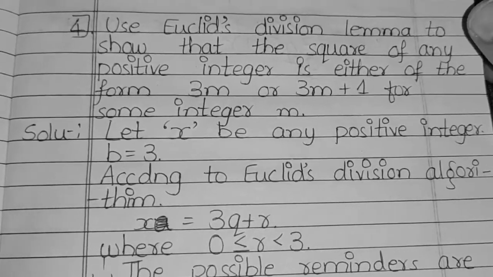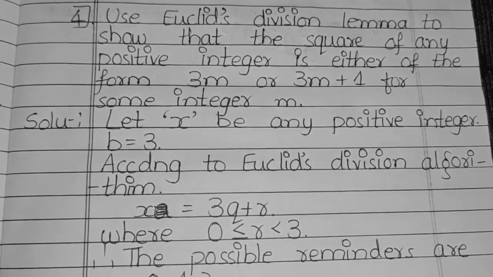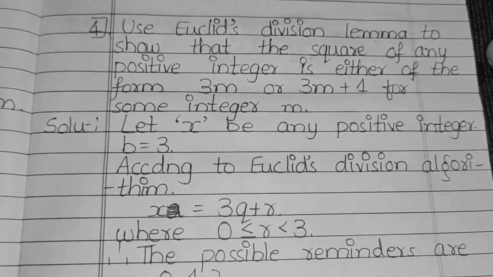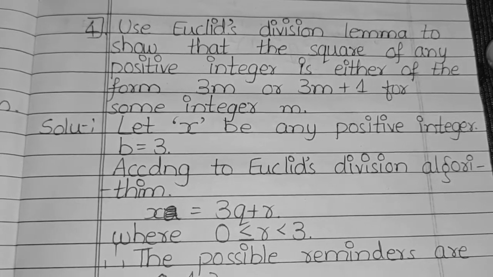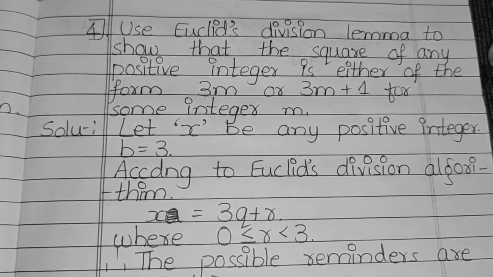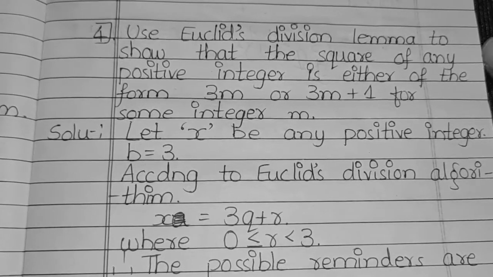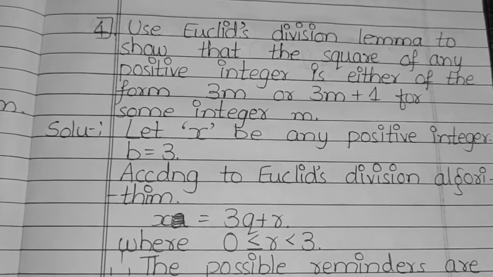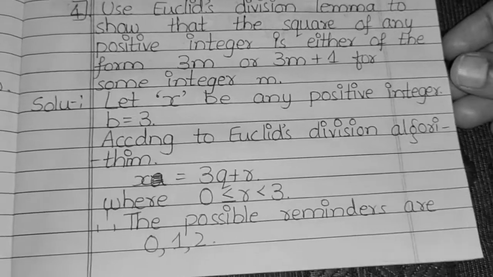So I hope you have understood the third sum. Let me go to the fourth sum. Using Euclid's division lemma, show that the square of any positive integer is either of the form 3m or 3m plus 1 for some integer m. Let me explain this sum.